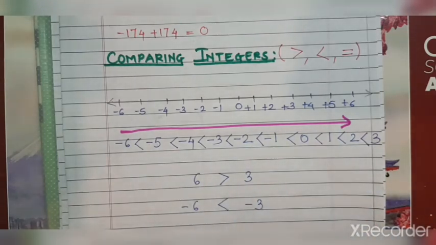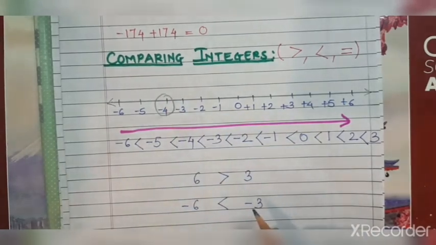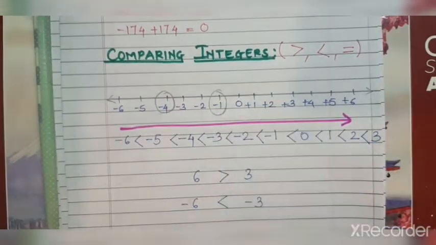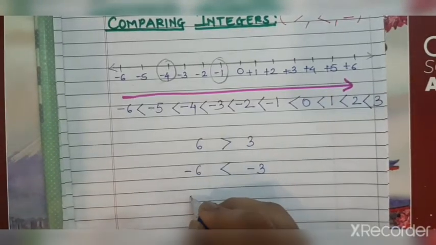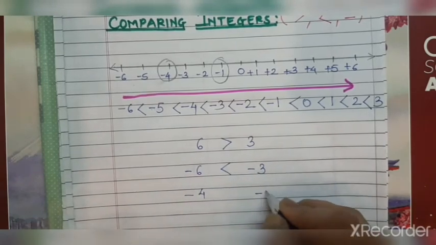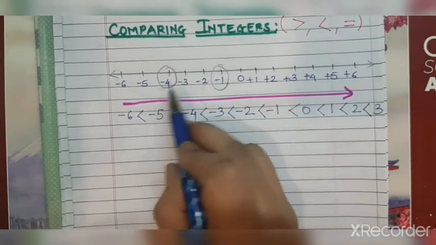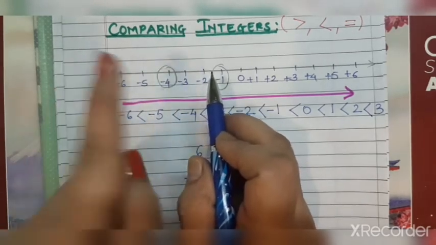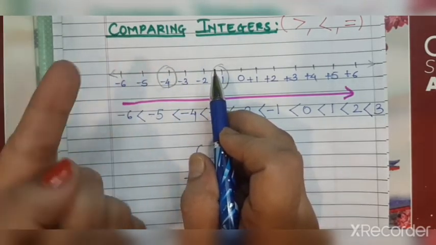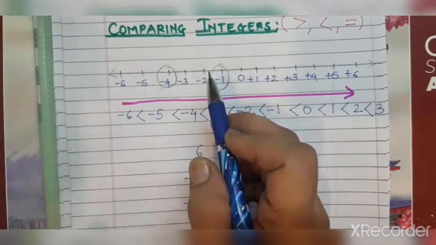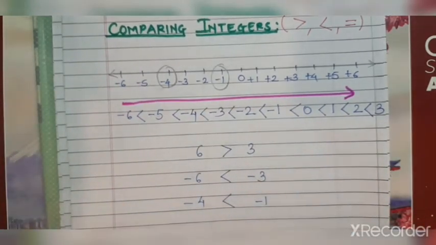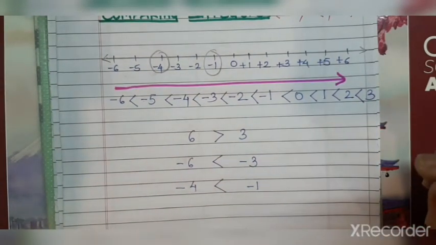So whichever number is on the number line to the left hand side is smaller. If I ask you to compare negative 4 and negative 1, which is to the left hand side? Negative 4. So the one which is to the left is smaller. So negative 4 is smaller. When you solve more sums with the comparison, it will become easier for you.